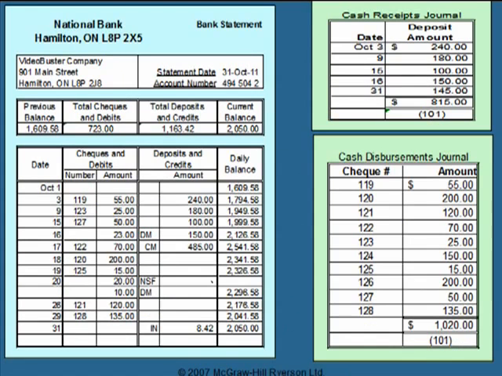When we go to prepare our bank reconciliation, the first thing we have to do is find those differences. The first thing that I do to find the differences is compare the deposits in our accounting records, and you'll find those in our Cash Receipts Journal. We're going to compare those to the deposits on the bank statement.